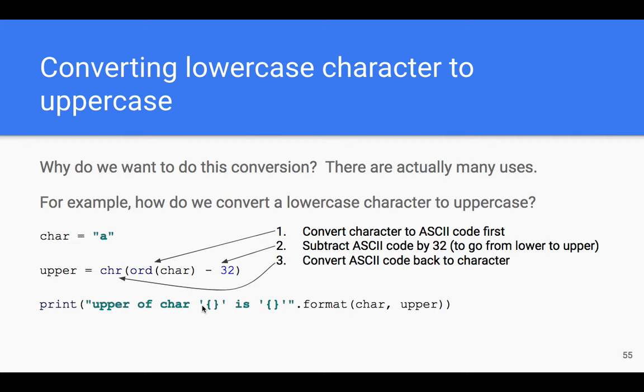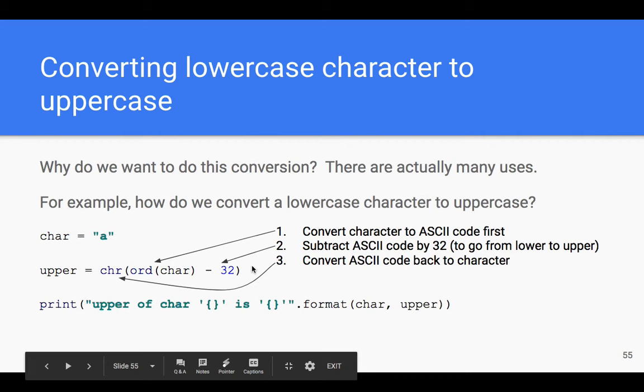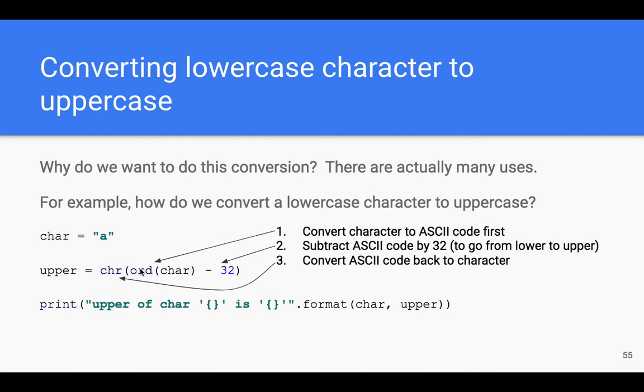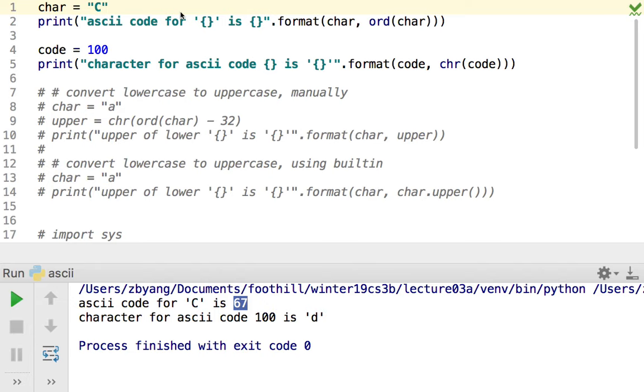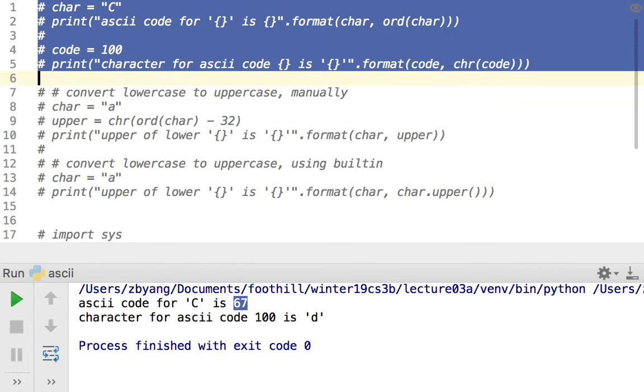The way to do it, hopefully you figured this out already, is that I first convert the character into its ASCII equivalent using ordinal, and then I subtract 32. This gives me a number. I subtract 32 from the number, and then I convert that number back to the character. And that's what I did here, and I'll show you how that works.